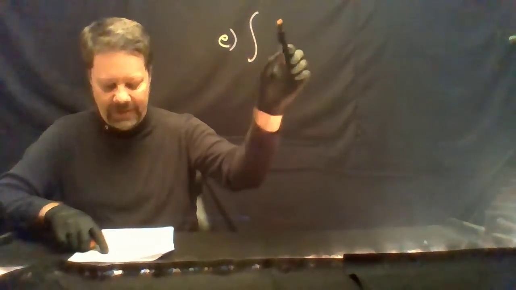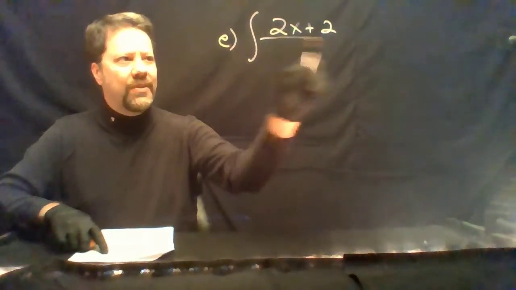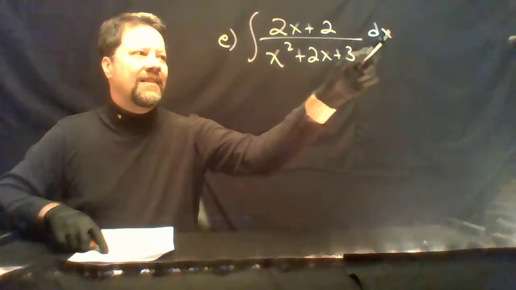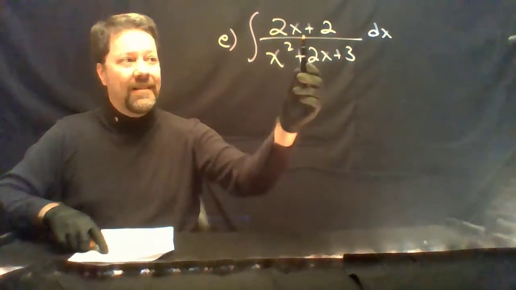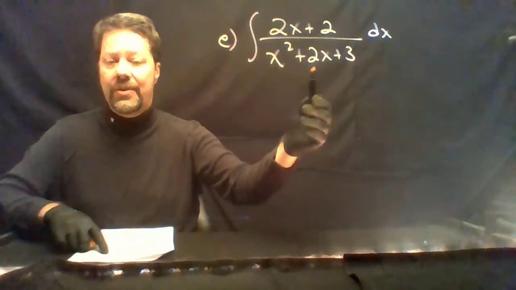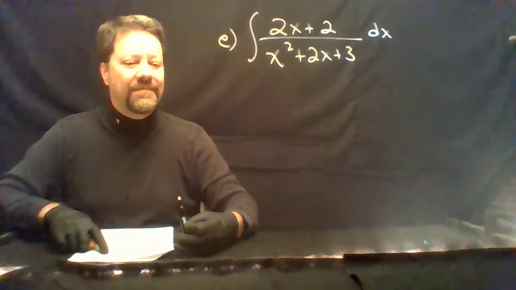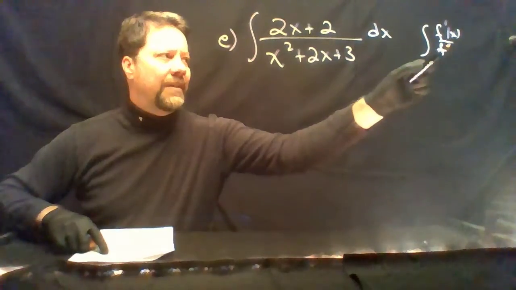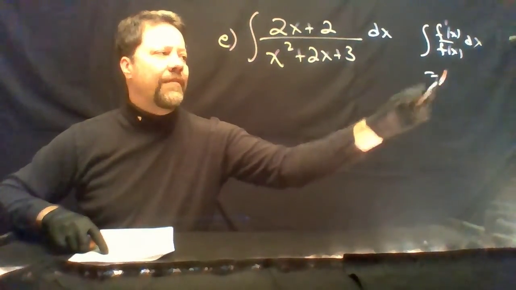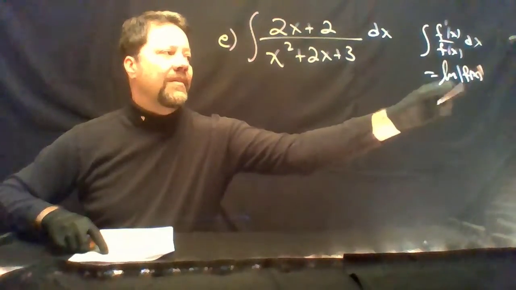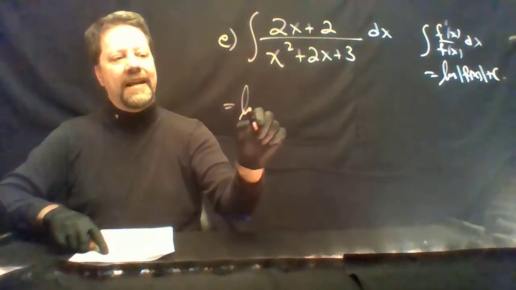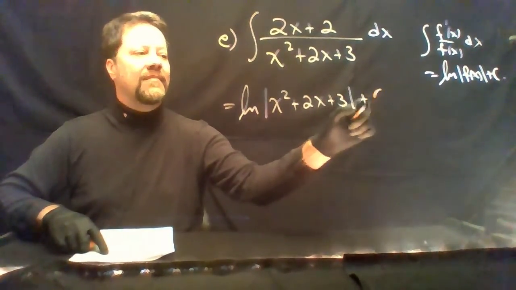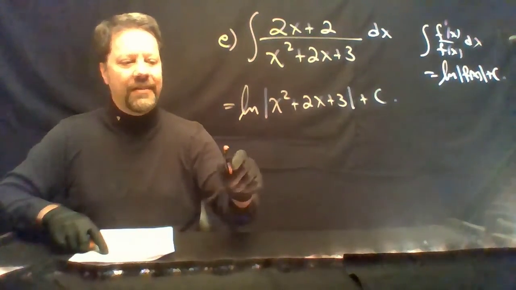On part E, we're integrating 2x plus 2 over x squared plus 2x plus 3 dx. The derivative of the denominator is 2x plus 2, which happens to be the numerator. That means this is of the form f prime of x over f of x, and we know all of those are log absolute value of f of x plus c. So the answer is immediately log absolute value of x squared plus 2x plus 3 plus an arbitrary constant of integration.